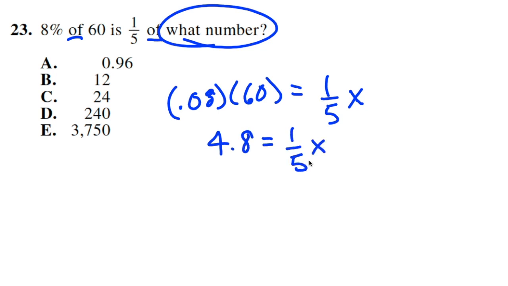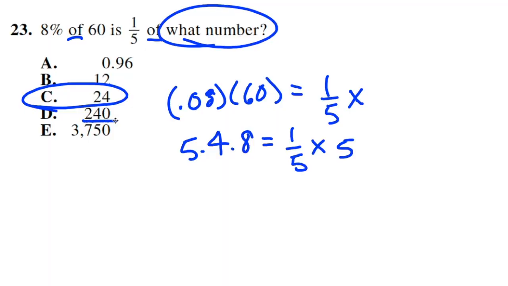To get rid of the 1/5, we multiply both sides by 5. Take your calculator and multiply 4.8 times 5, and you'll get 24. Notice what the very next number is, 240. That's 80% of 60. So be careful with your decimal places. That's how they make those mistakes. You can play with the other ones and figure out how they made the mistake, and I can show you that. I might make a bloopers video on how they got 3,750.